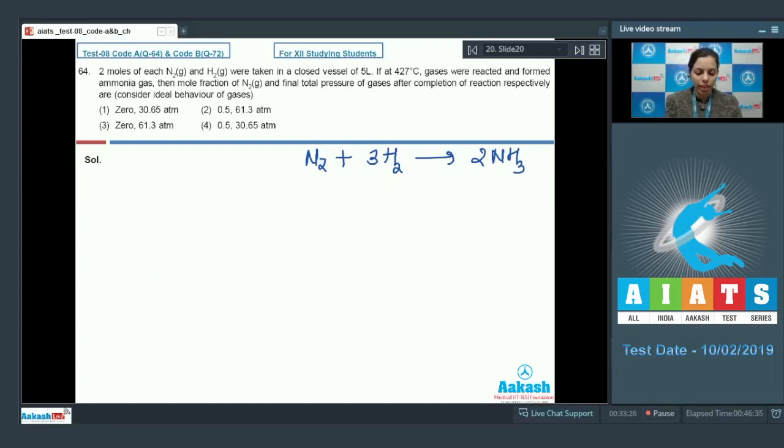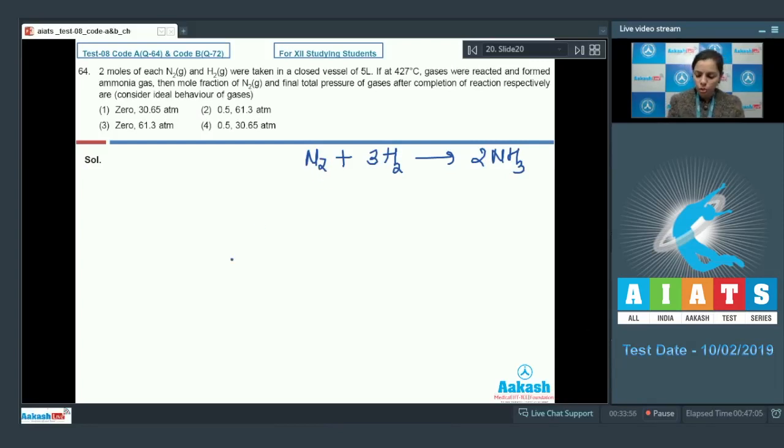If you look at this given reaction, you will identify that 1 mole of nitrogen is reacting with 3 mole of hydrogen and 2 mole of ammonia is produced. It means we have 2 mole of nitrogen, 2 mole of hydrogen also. On that basis, hydrogen would be the limiting reagent because a sufficient amount is not present. So it will decide the amount of product formed, as well as the amount of nitrogen left in the vessel after the reaction.